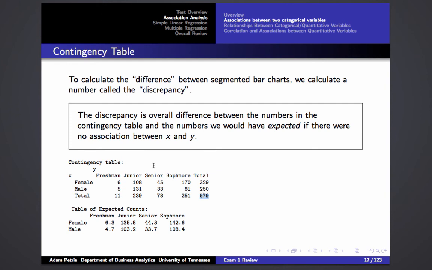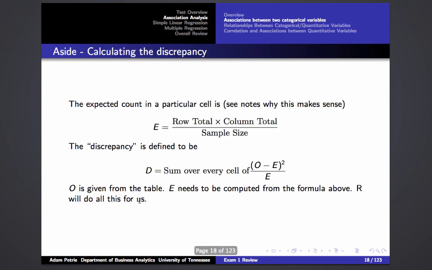So when we do the statistical test, what we're actually comparing are the numbers that we see in the contingency table to the numbers that we would have expected to have seen had there been no association between x and y. So that begs the question, okay, well, if there was no association going on, what numbers should I expect here? Here's my table of expected counts, but how do I actually get them?